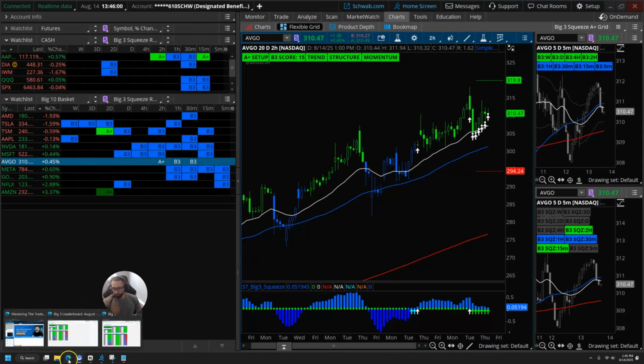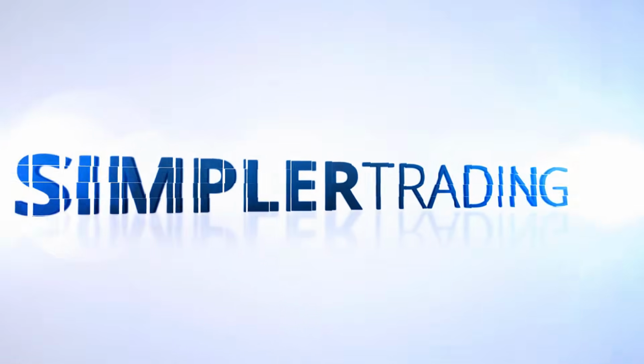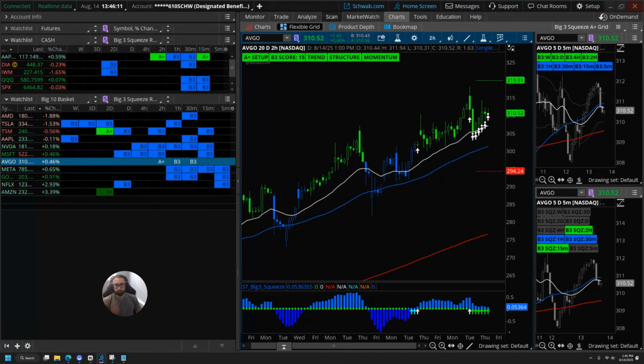All right, so I've got the sheet here for the ranking system. Let's talk some basics: the rankings, the numbers, all of the pretty colors. And this came from when I'm trying to trade a squeeze. So here's a 2-hour chart on Broadcom.